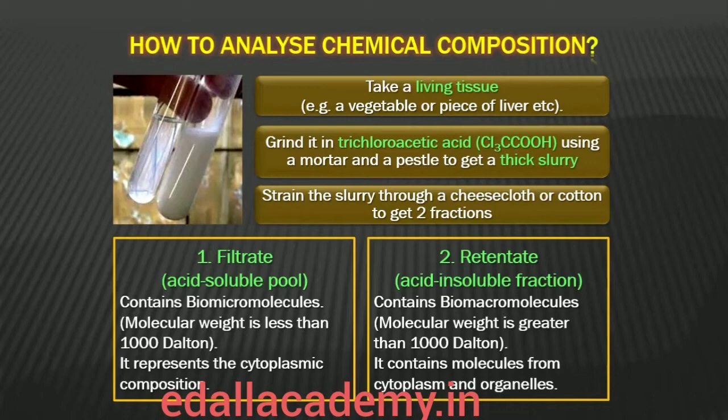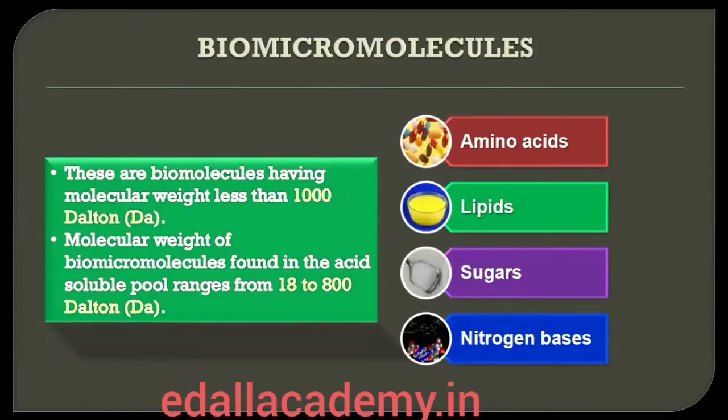There is one fraction common to all those compounds found in the acid soluble pool. They have a molecular weight ranging from 18 to around 800 daltons approximately, or less than 1000 daltons. Such kinds of molecules are called micromolecules. Micromolecules may be organic or inorganic and include water, minerals, amino acids, sugar, nucleotides and gases. Try to remember, it is very clearly given in the tabular column.